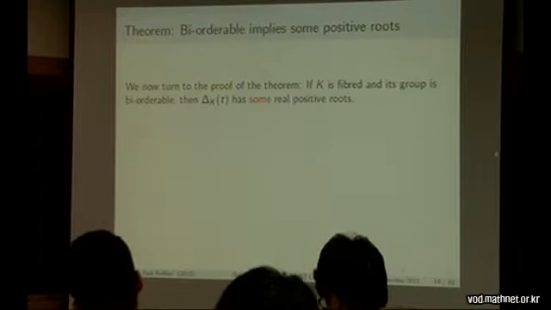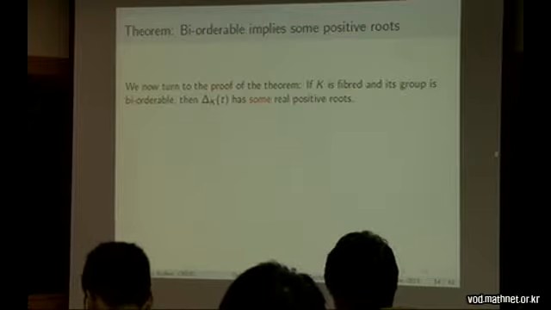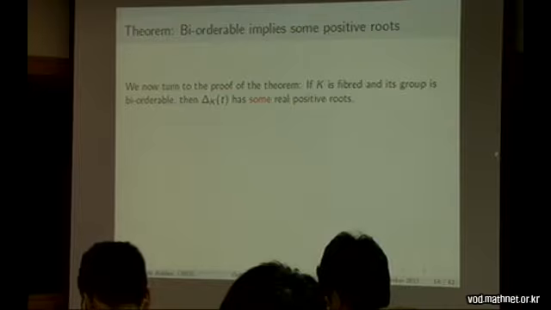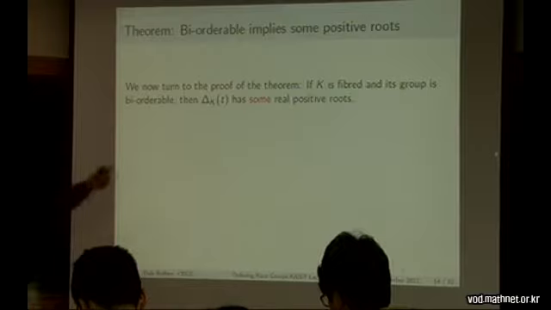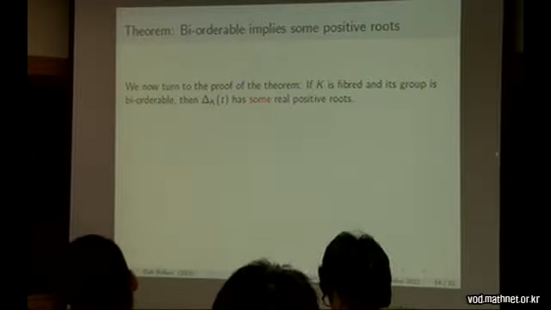Okay, any questions on that? Now let's look at the second theorem, the one with Adam Clay. That says that if the knot is fibred and its group is biorderable, then the Alexander polynomial has at least one positive root.